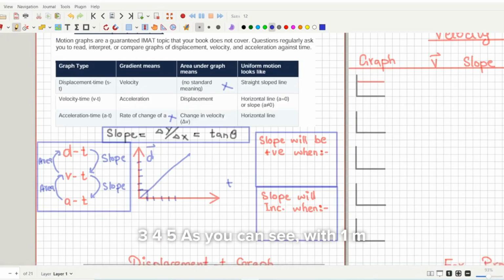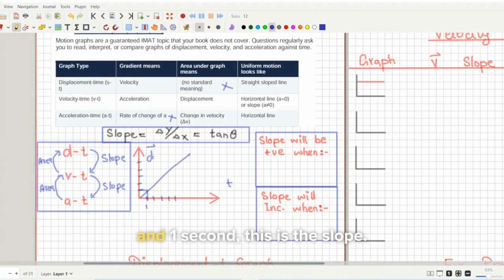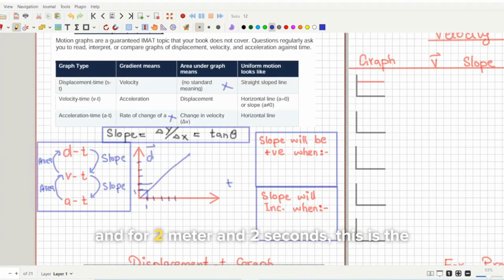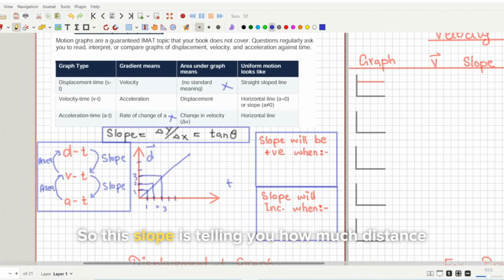As you can see, with 1 meter and 1 second, this is the slope, and for 2 meters and 2 seconds, this is the slope, and for 3 meters and 3 seconds, this is the slope. So this slope is telling you how much distance is being covered in how much time. That's why this slope is called velocity, because it tells you how much displacement is covered in how much time. Graphs are really useful tools to study motion, because graphs tell you everything about what is happening and how the body is moving.